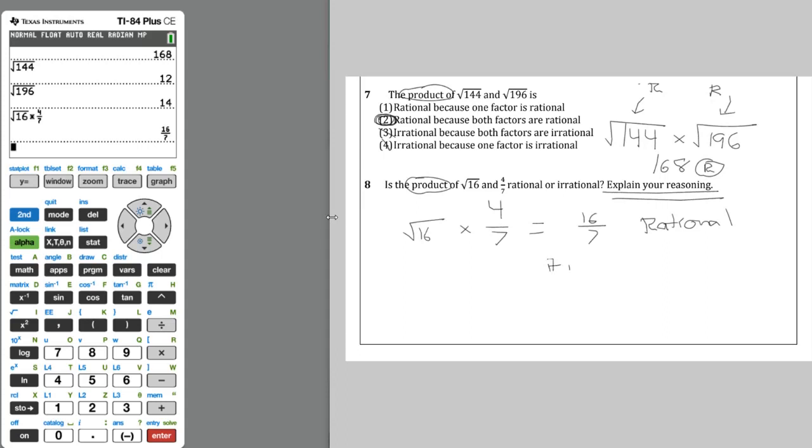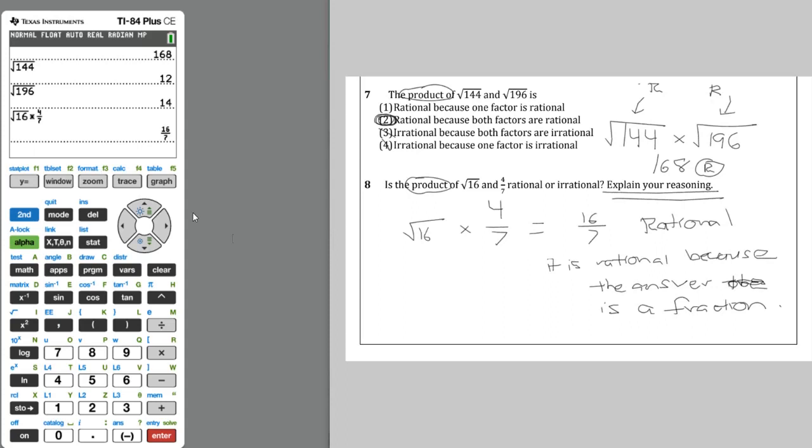It is rational because the answer is, nope. The answer is a fraction. And there you go. Is it rational? Yeah, it's rational because the answer is a fraction, also known as a ratio.